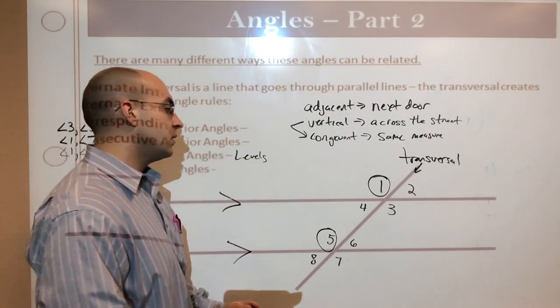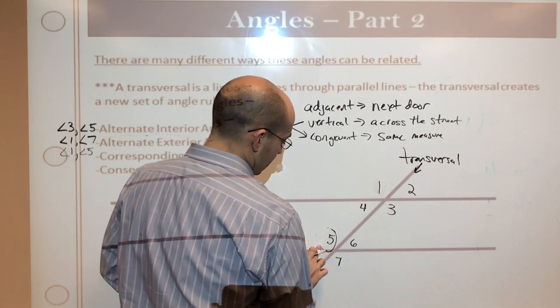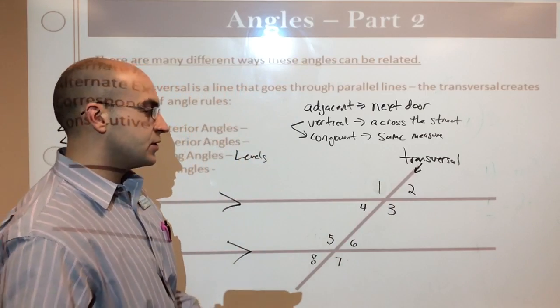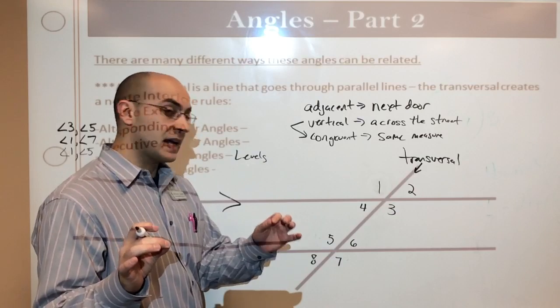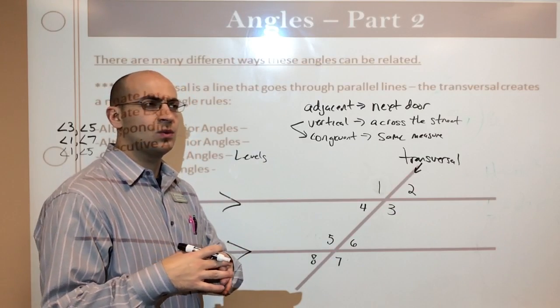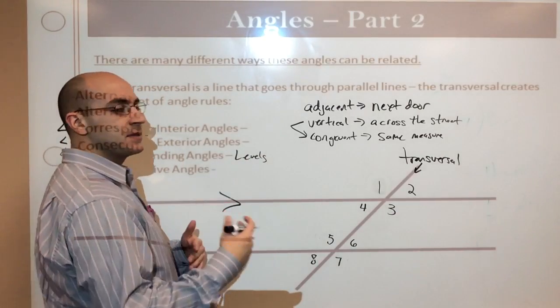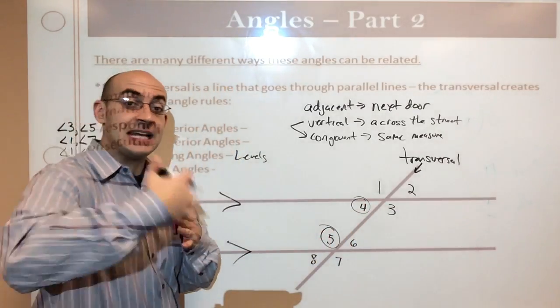Consecutive angles. Okay. So consecutive angles, definitely the hardest one to remember. And maybe not. Consecutive angles are two angles that are on kind of the same line, and when you put them together, they equal 180. So think about supplementary angles, right? When you add them together, they equal 180. 4 and 5 are consecutive. So consecutive is in order.